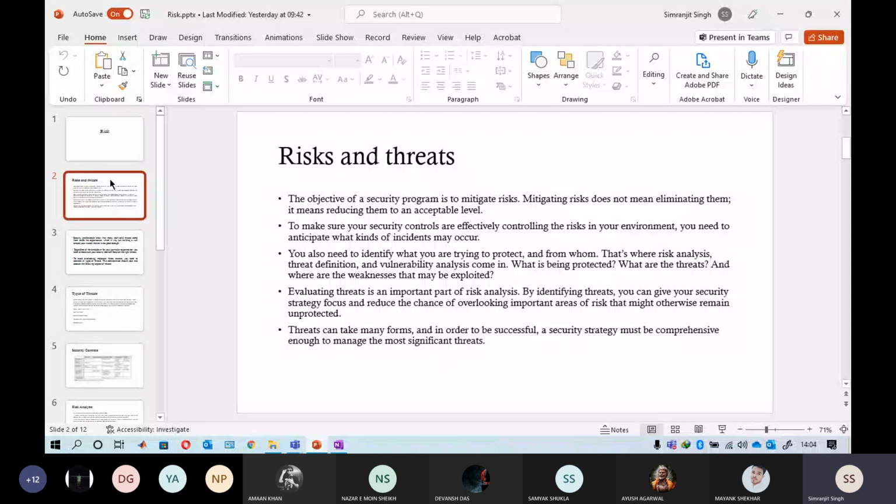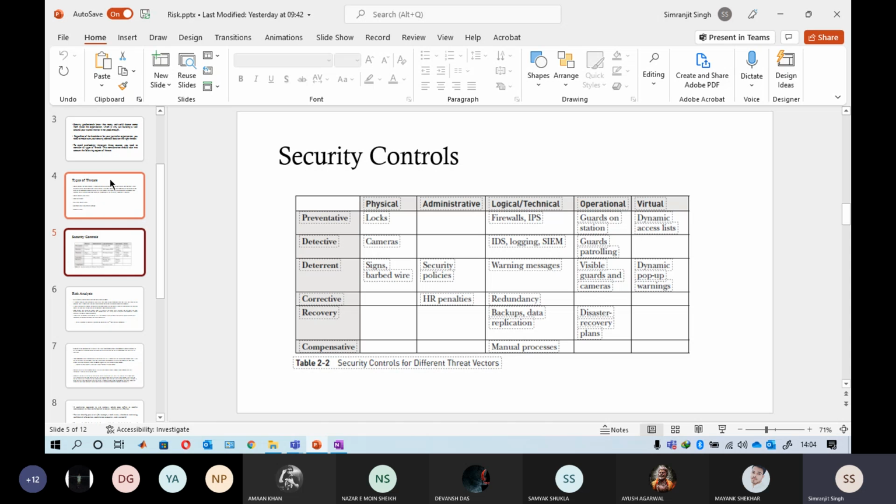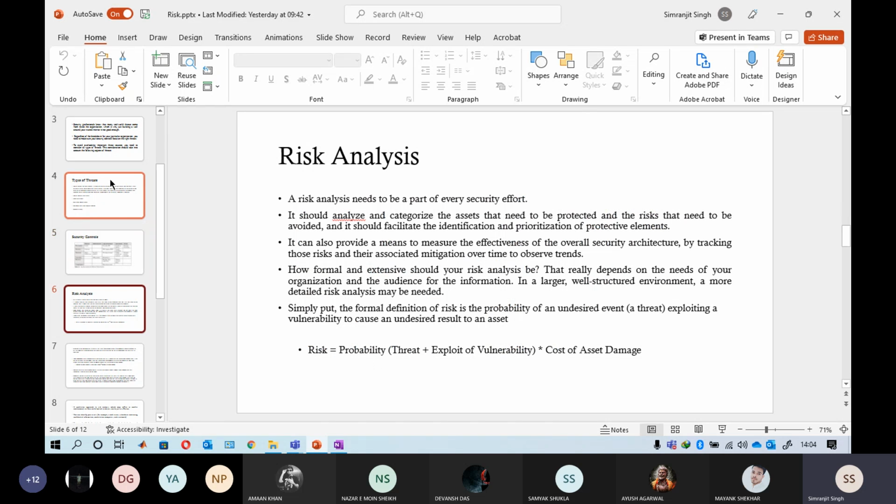Most of the time it will be threats, but there are also vulnerabilities that can lie in the system that can contribute to risk. Okay, keep that in mind. Now, another thing is how to calculate the risk. There are security controls that you can use to reduce the risk. And how can you calculate the risk?